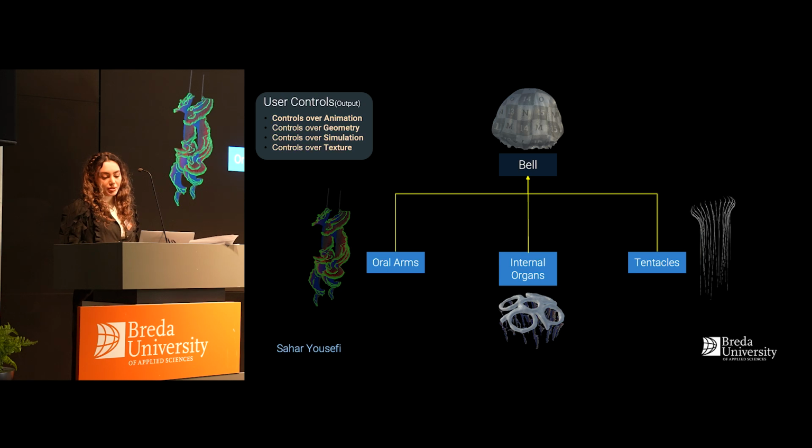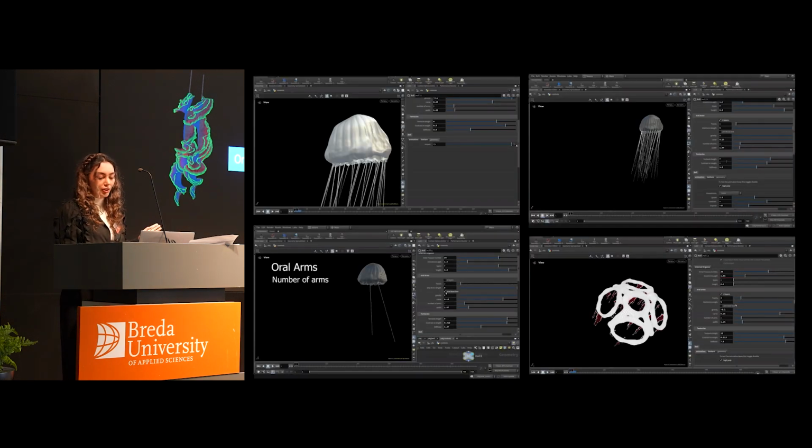Starting with the jellyfish geometry, I broke it down in 4 main parts: the bell, the oral arms, the internal organs, and the tentacles. Everything is set up so that all these parts depend on the bell design and movement.